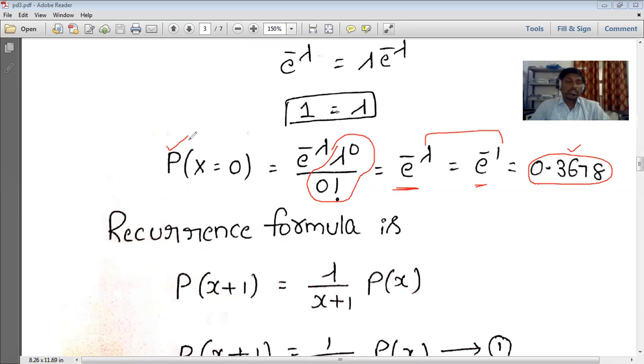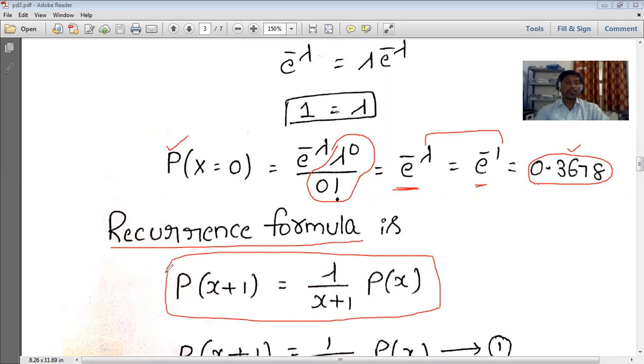Now we are going to calculate p of x is equal to 1, p of 2, p of 3, p of 4 and p of 5. So for calculating those things, which one are we going to use? Recurrence formula. They said we have to use the recurrence formula. So what is the recurrence formula here? P of x plus 1 is equal to lambda by x plus 1 into p of x.